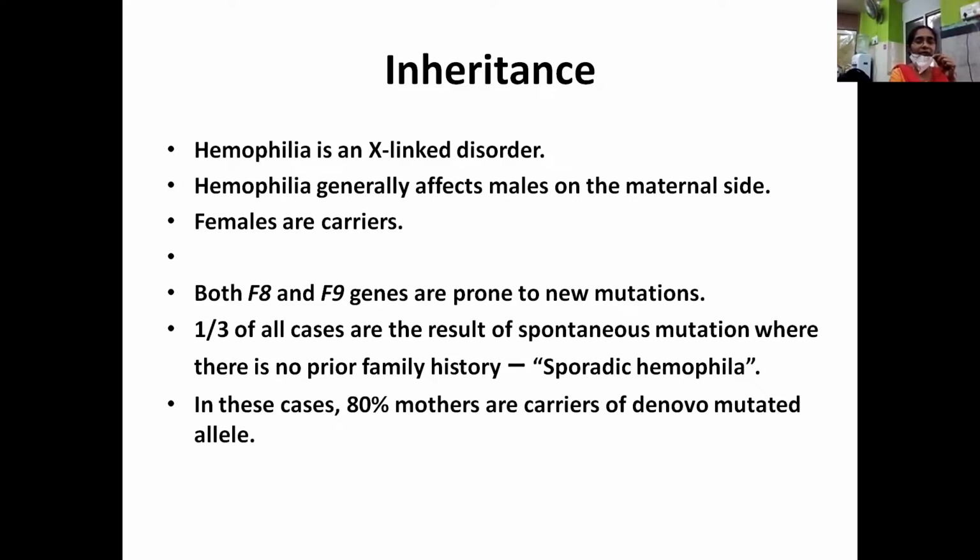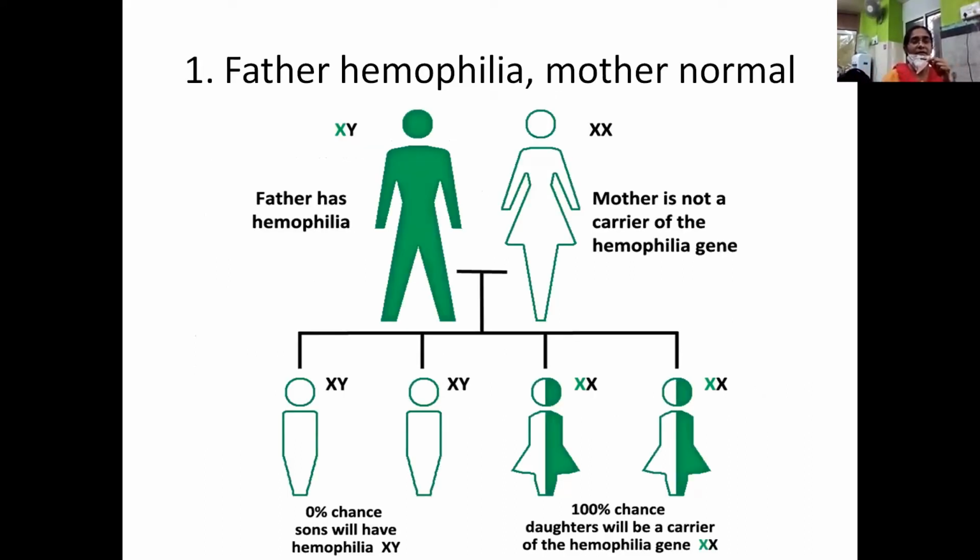Whenever we get a case of hemophilia, we should attempt to draw a family tree and pedigree chart and trace all the cases. In these cases, 80% of mothers are carriers of the de novo mutated allele. In the inheritance of hemophilia, 3 scenarios can occur. In the first scenario, the father is affected, and the mother is not a carrier. In such cases, none of the sons will have the disease because there is no transmission from father to son in X-linked recessive inheritance, but all the daughters will be carriers of the disease.